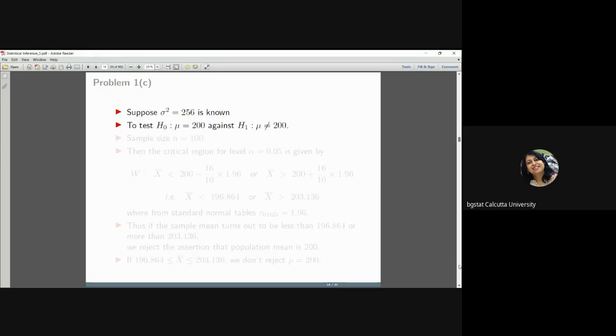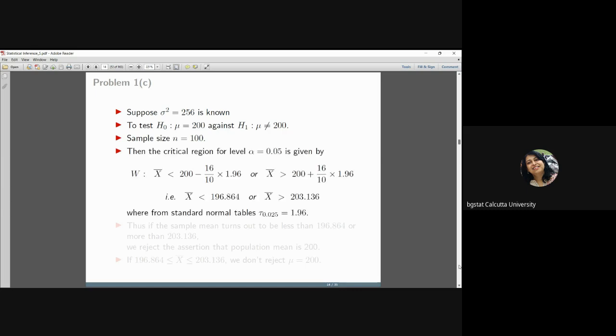So again, consider this same example where sigma square is 256. We are testing H naught, mu equal to 200. This time, my alternative is mu is not equal to 200. I have, as before, a sample size of 100.